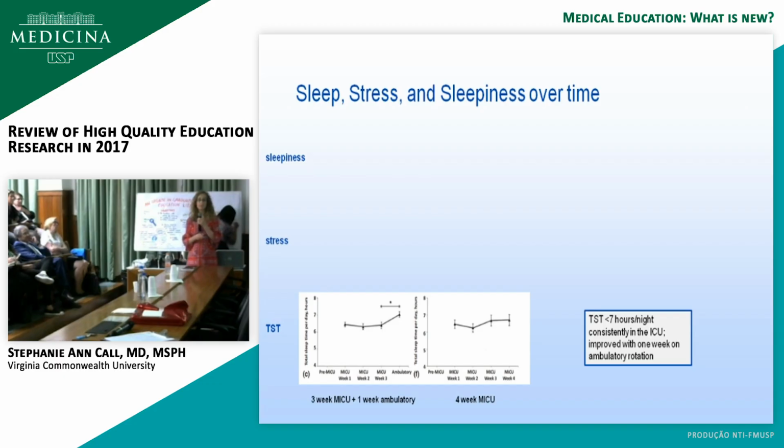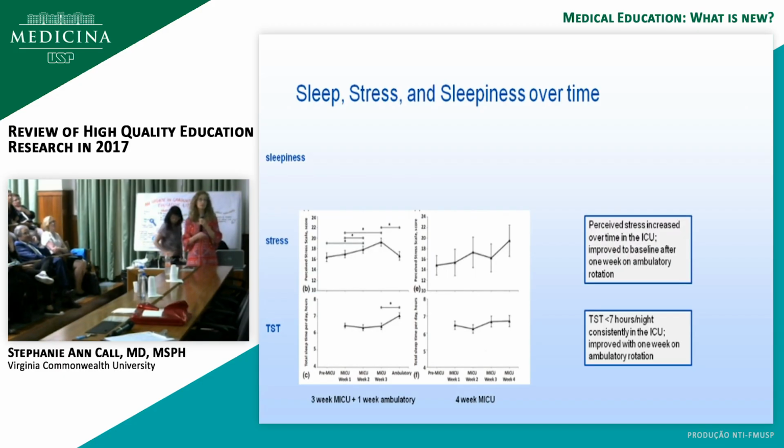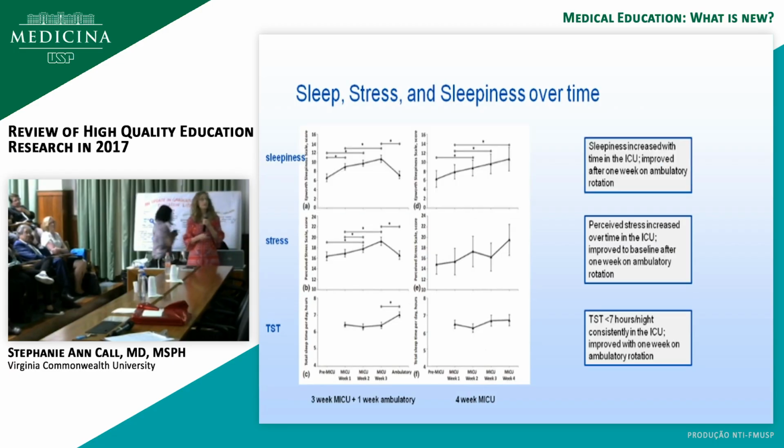For those that stayed in the ICU, their total sleep time stayed lower. If you look at stress, you can see that their stress in the ICU was going up. We've all lived that. And then as soon as they went on ambulatory, their perceived stress went down. And in the ICU, going into that 4th week, if you were 4 weeks in the ICU, the stress really hits a peak. And then if you look at sleepiness, they were sleepier, and then they went into the ambulatory block and their sleepiness decreased. And if you stayed in the ICU, your sleepiness peaks at that 4th week in the ICU.